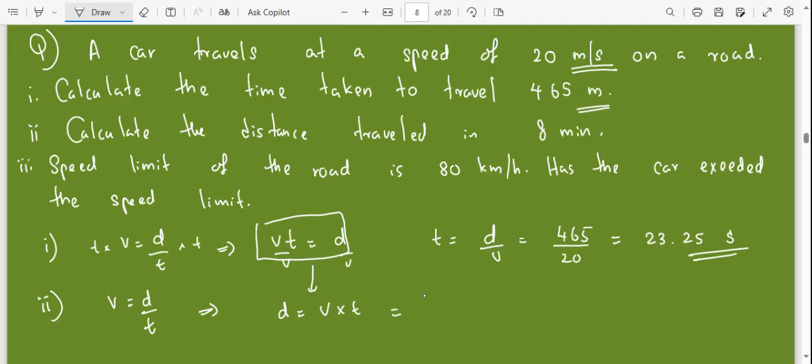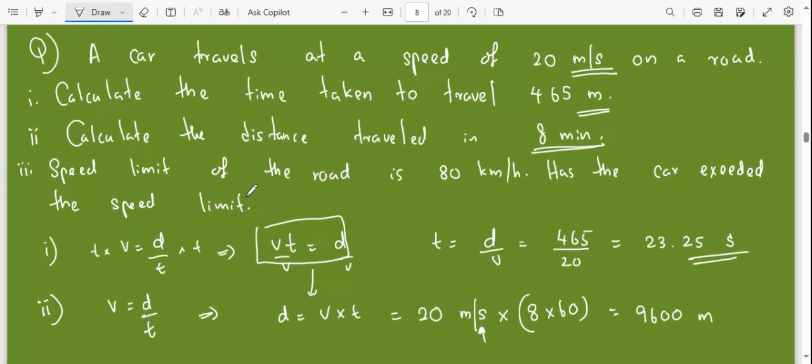The speed is given in meters per second. So we can't have the time in minutes, because we need to convert it into seconds. Otherwise these units do not match. So to convert 8 minutes into seconds, we have to multiply it by 60. We get the answer, I think, as 9600 meters. 20 meters per second means 9600 meters.